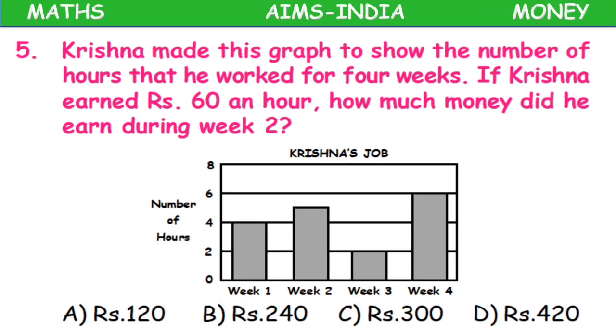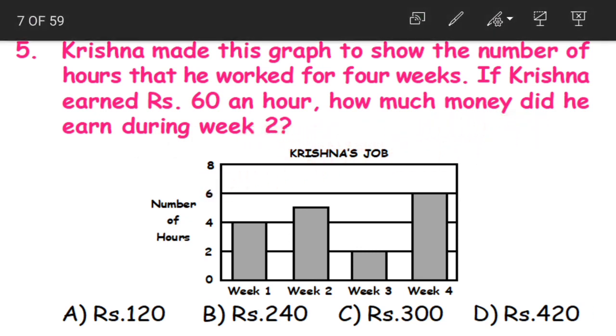Krishna made this graph to show the number of hours that he worked for 4 weeks. If Krishna earned 60 rupees an hour, how much money did he earn in week 2? Now what are they saying here? Our Krishna here has a job. He has a job and he made this graph to show the number of hours that he worked.